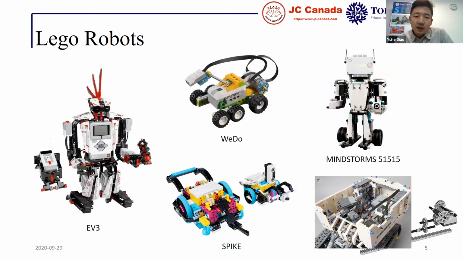Okay, and here there are some different Lego robots. They are all official Lego robots. So different systems, different machines, different motors. The first one is EV3, and the second one is V2. These two are the most popular ones for now.